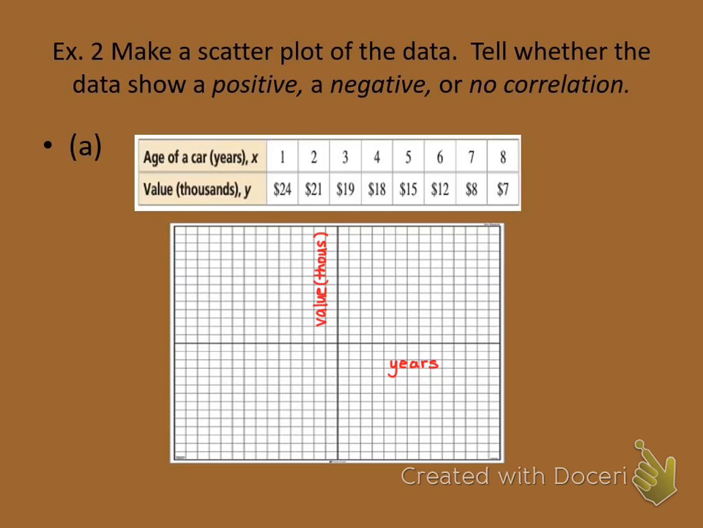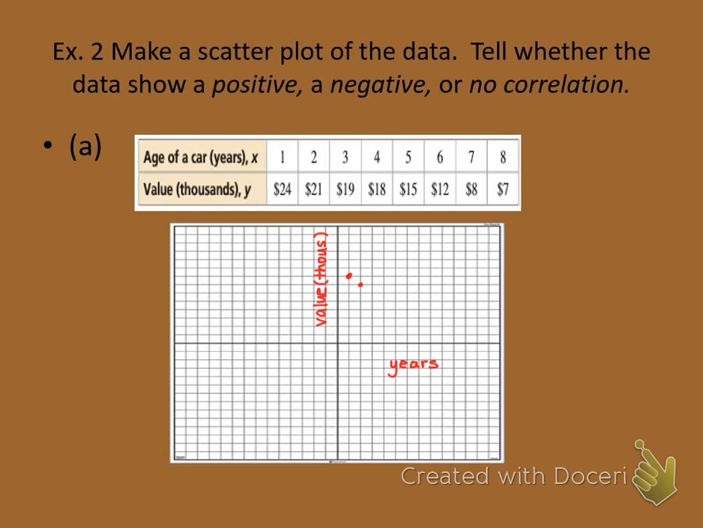All right, Timothy, what is the first ordered pair on this table of information? 1, 24. So we're going to go right to 1, and you're going to go up to 24, and you're going to plot a point. All right, what's the second ordered pair, Dalton? 2, 21. So again, I go right to 2 and then up to 21.